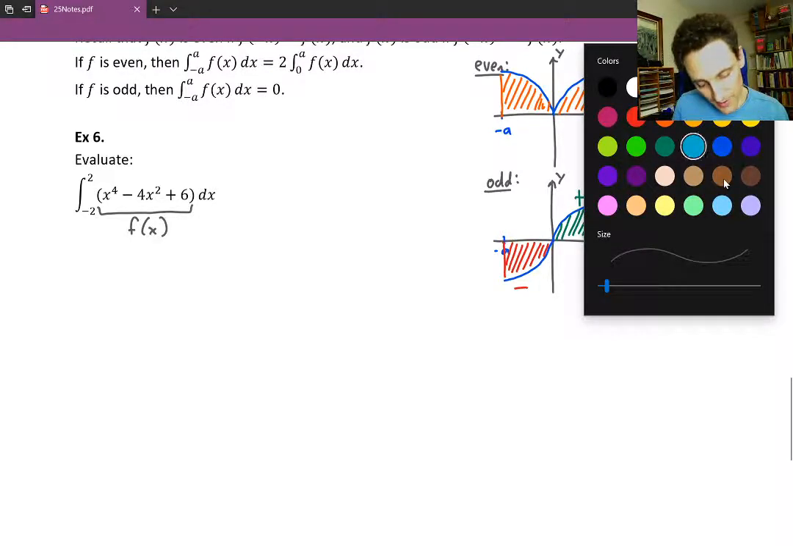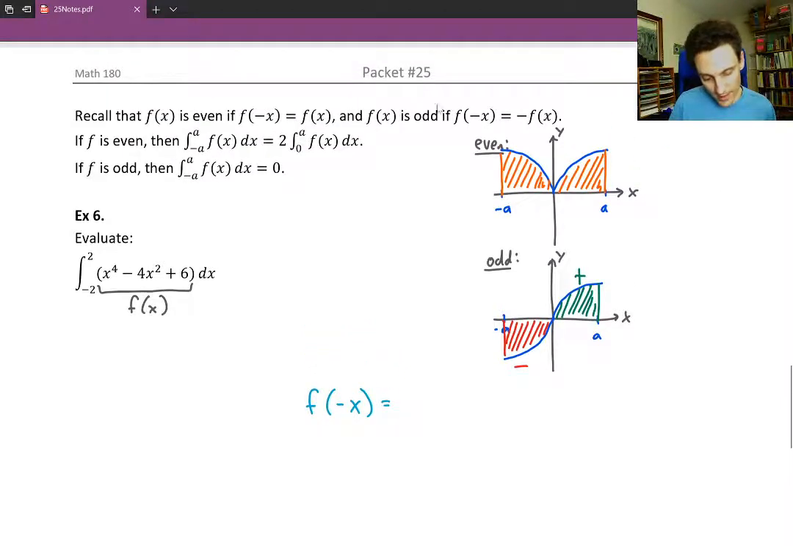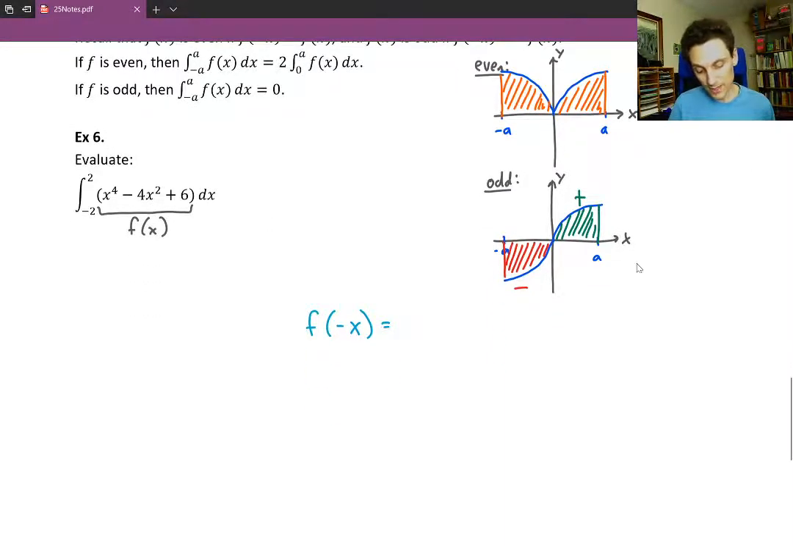What we're going to do is try to figure out whether that function is even or odd by plugging in negative x into the function. That's how you can start out. Depending on what you get as a result, if you get back the original function, it's even. If you get back the negative of the original function, then we've got an odd function on our hands. So let's plug in negative x and see what happens.